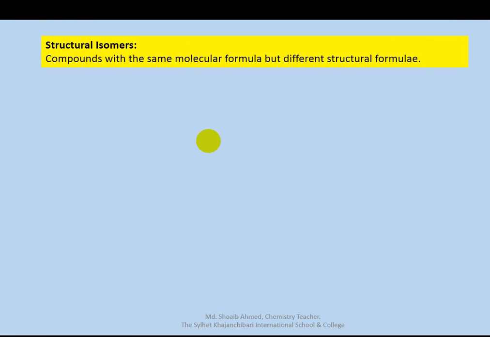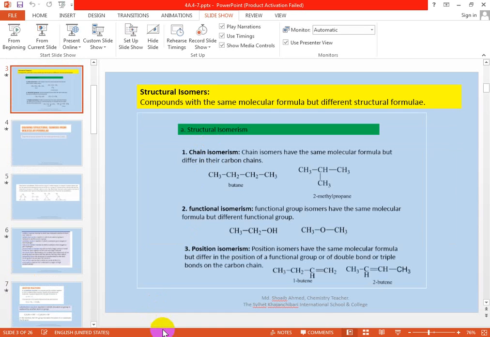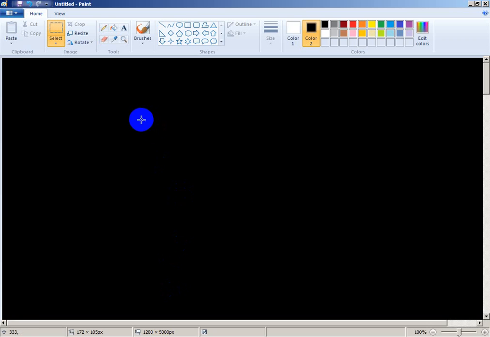Okay, structural isomer: compounds with the same molecular formula but different structural formula. You know this. Can you give an example of a structural formula?